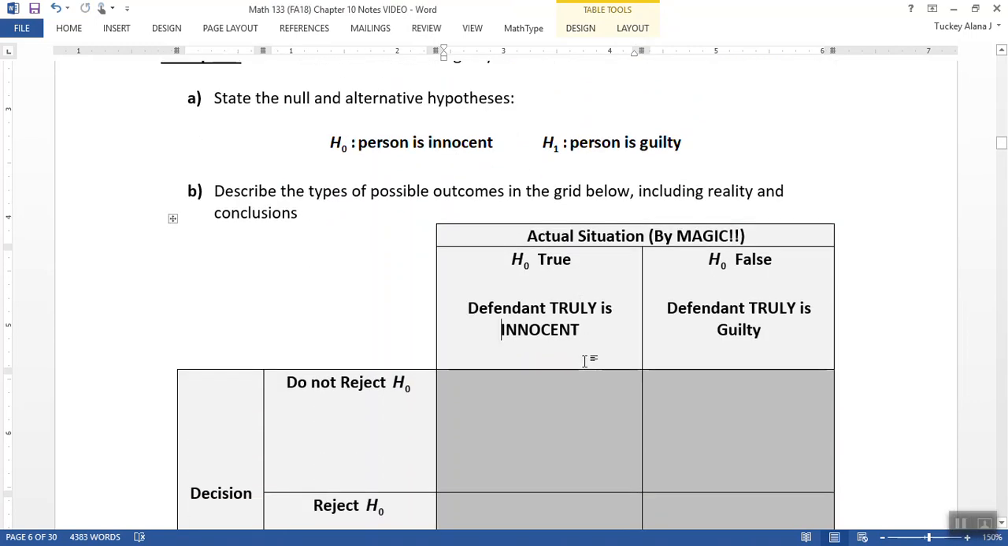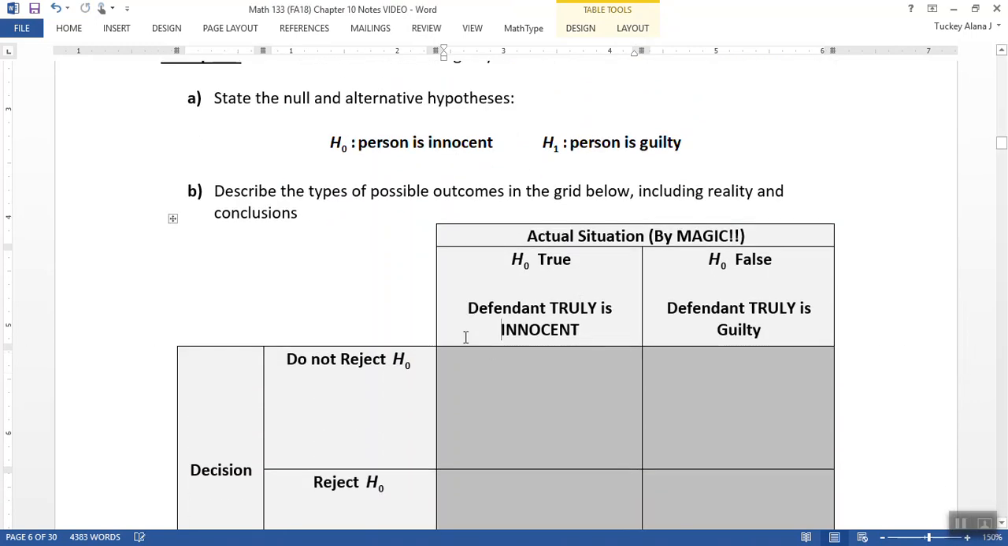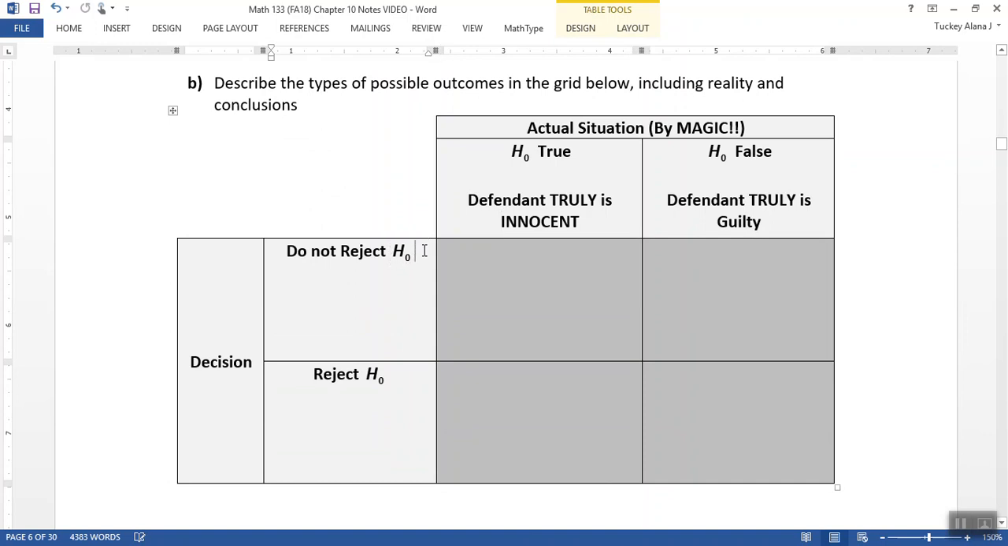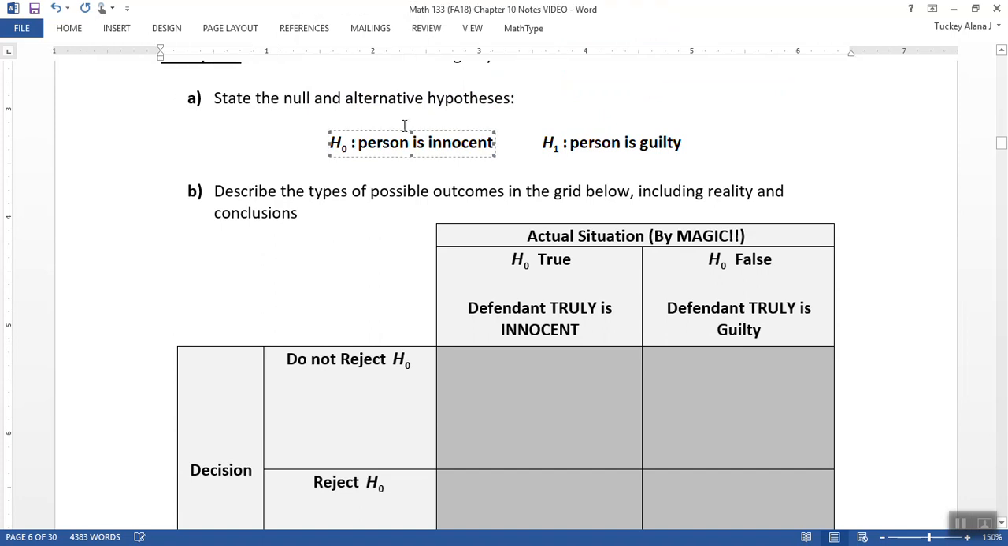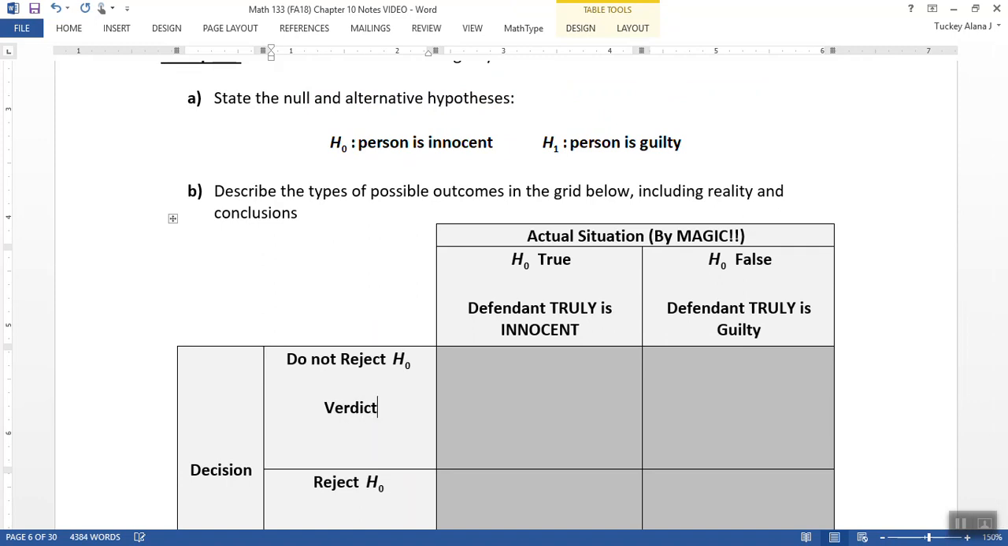Okay, so now those are the actual situations. Now, what are the decisions that we could reach? Well, we could decide to not reject the null hypothesis or to reject the null hypothesis. If we don't reject the null hypothesis, that means we're going to let the null hypothesis stand. So the verdict would be, now I know what you're thinking, you're thinking the verdict should be innocent. But it isn't, not in the US. We say not guilty.